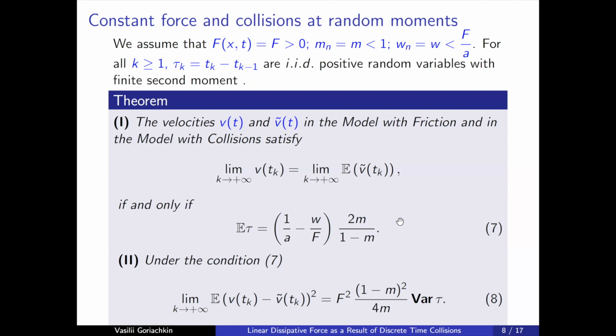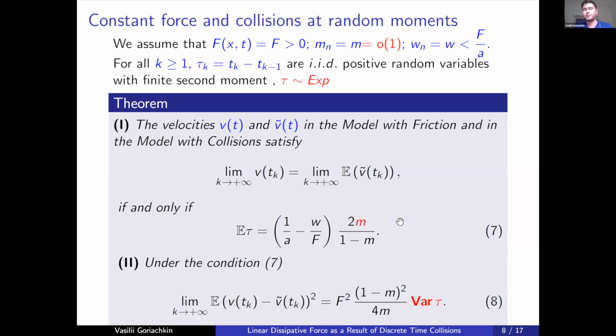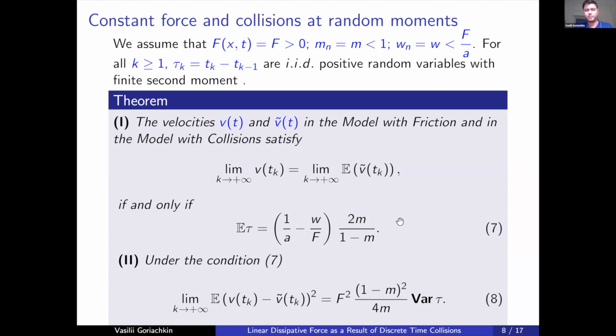But in future theorems we want to understand not only asymptotic equivalence, but equivalence in some bounded time. So if trajectories of two models should be close to each other, then of course masses should be small, and time between collisions should be small as well. That's why I'm talking about the specific case when m is small. But in the theorem, it works in asymptotic equivalence. It works without n. So the only condition here is that m should be less than 1.